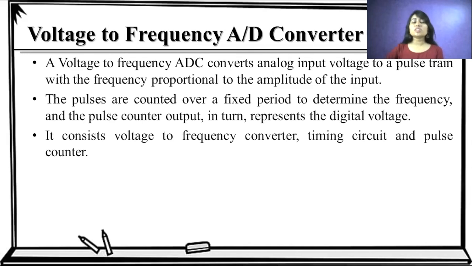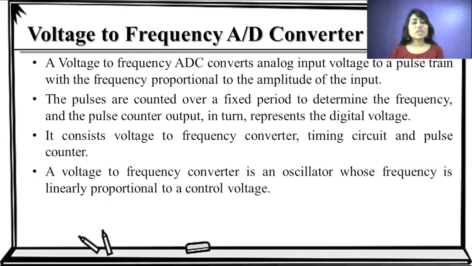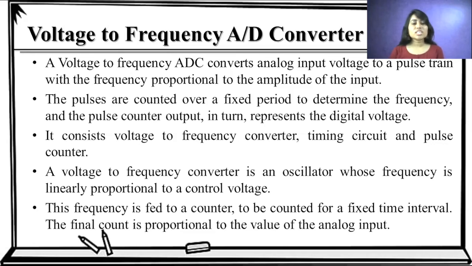It consists of a voltage to frequency converter. A voltage to frequency converter is a device which converts voltage into frequency. Then we have a timing circuit and a pulse counter. A voltage to frequency converter is an oscillator whose frequency is linearly proportional to the control voltage. This frequency is fed to a counter to be counted for a fixed time interval. The final count is proportional to the value of the analog input. So we have frequencies at the output of the voltage to frequency converter, and this frequency is fed to a counter to be counted for a fixed time interval.